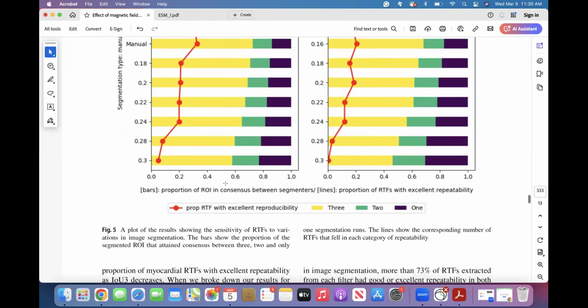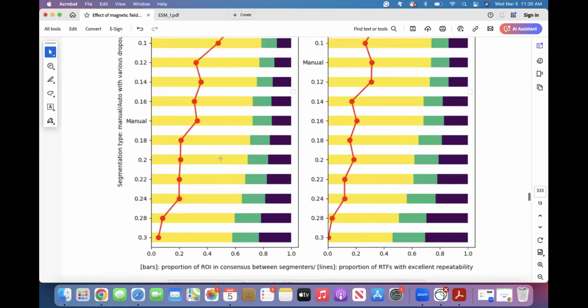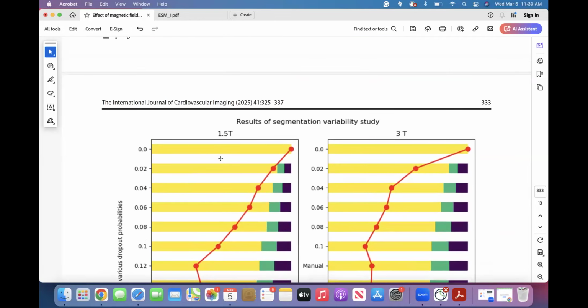So in a nutshell, we just sought to compare the effects of segmentation variability and differences in magnetic field strength on the reproducibility of radiomic features, and we identify that there are subsets of filters that produce features that are more faithful to tissue characteristics and less resistant to these changes.